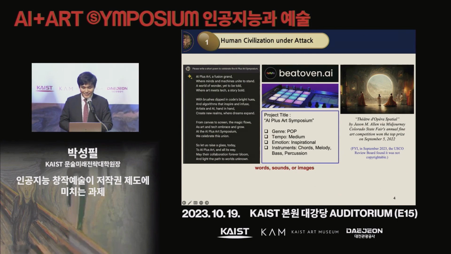Well, how do you like it? Second, let's look at AI's ability to manipulate sound. The compositional AI called Beethoven.ai. I asked it to compose a song for the AI+ART Symposium. I set the genre to pop, the speed to medium, and the mood to inspirational. There are four combinations of instruments like chords, melody, voice, and percussion. Let's listen to it together, just for 30 seconds.